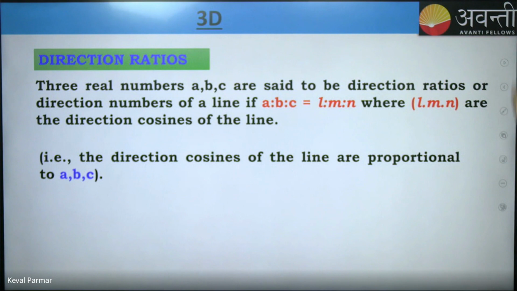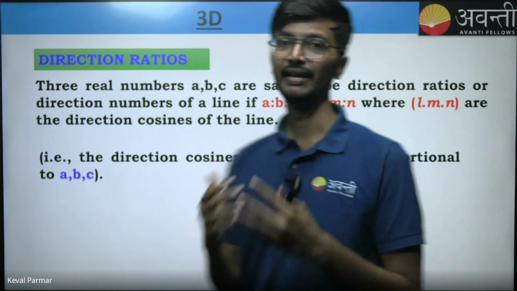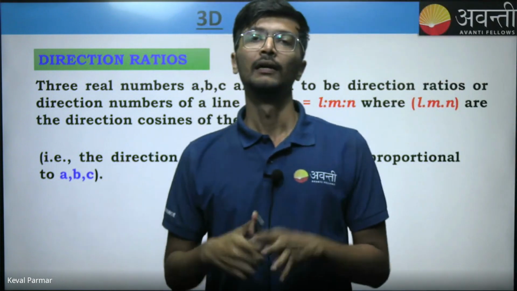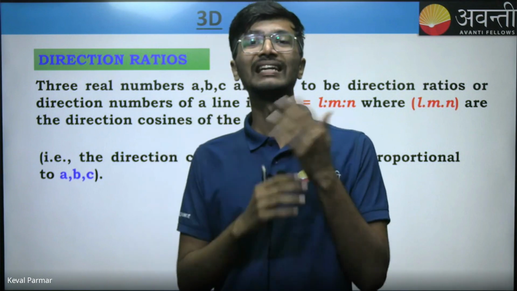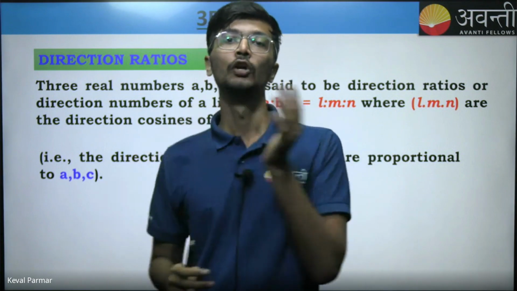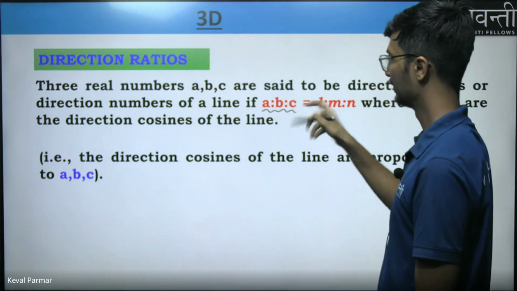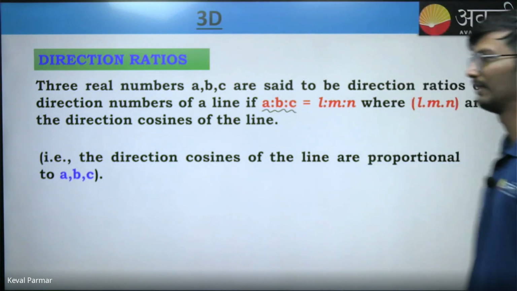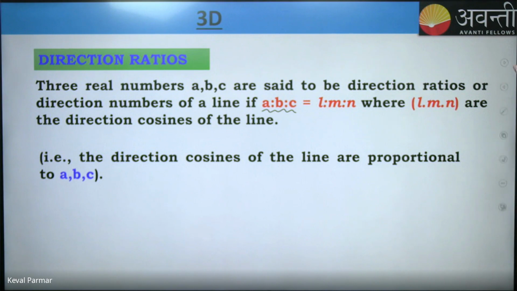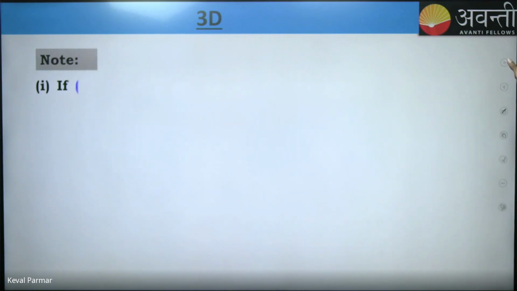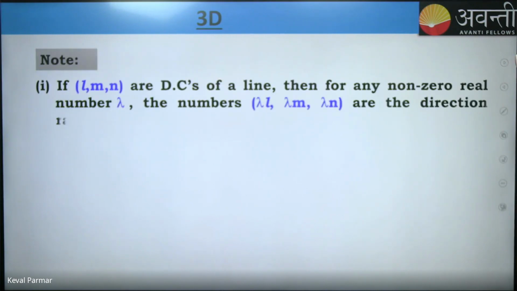Direction ratios. Now, direction ratios are a very important part of 3D. What are direction ratios, guys? Direction ratios are numbers which are proportional to the direction cosines. They are usually denoted by a, b, and c. That is, a, b, c is proportional to l, m, n. These are some very important points here.